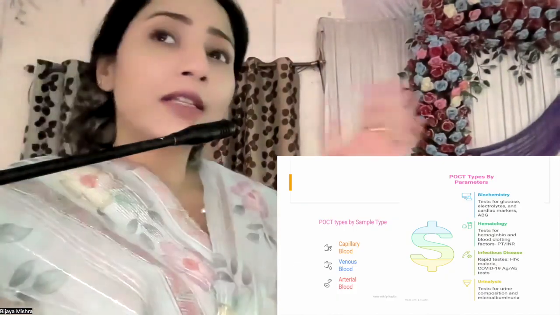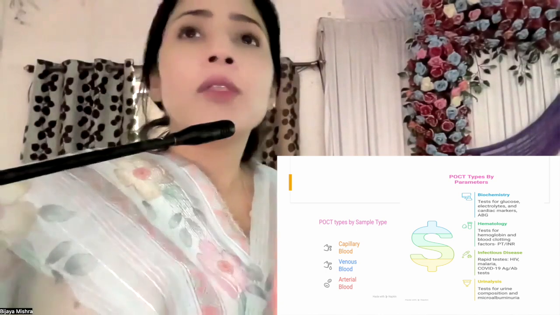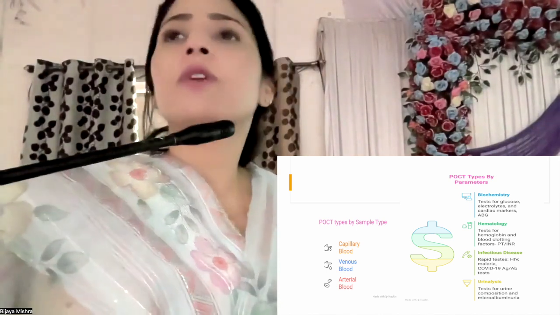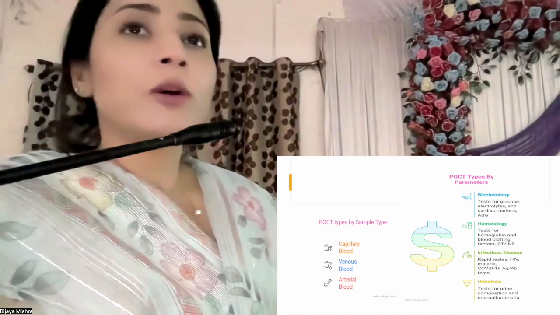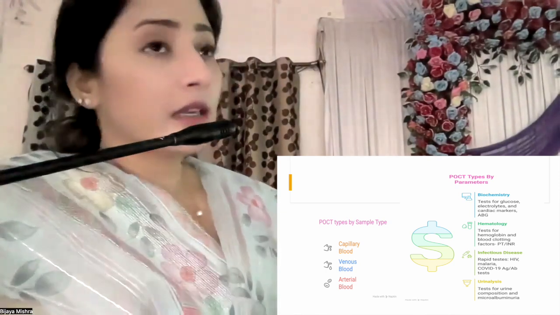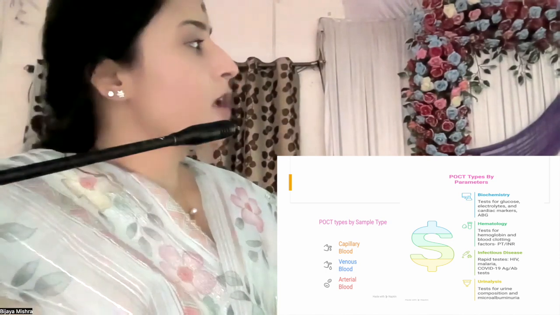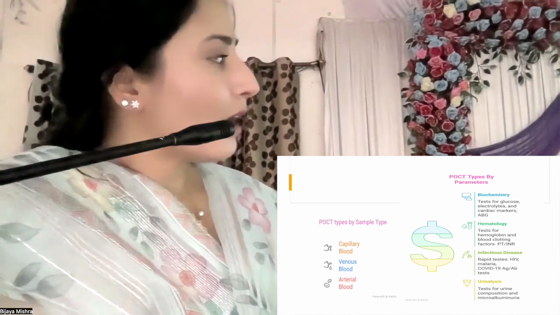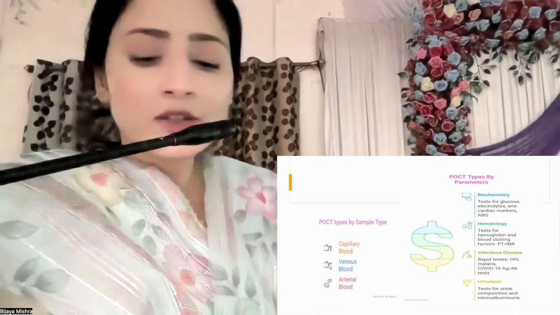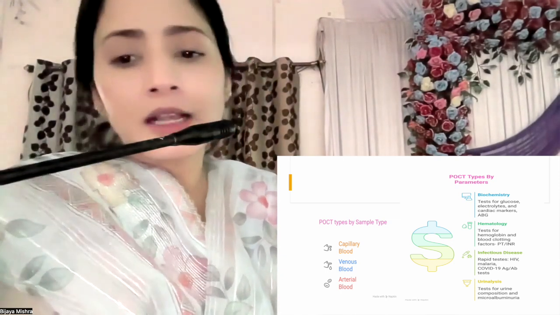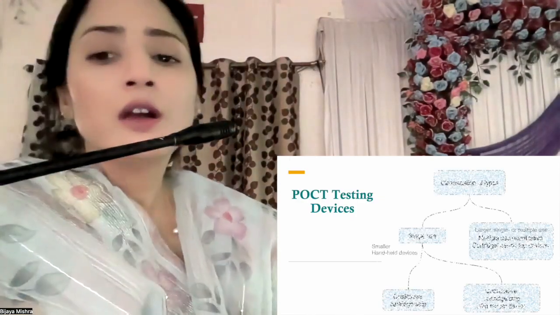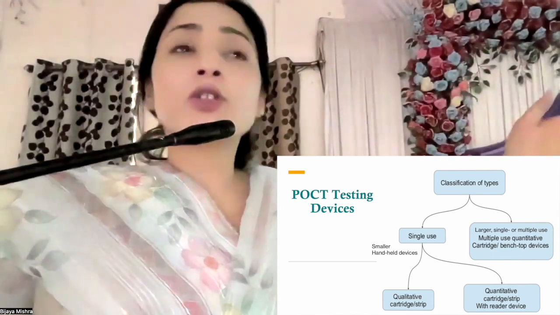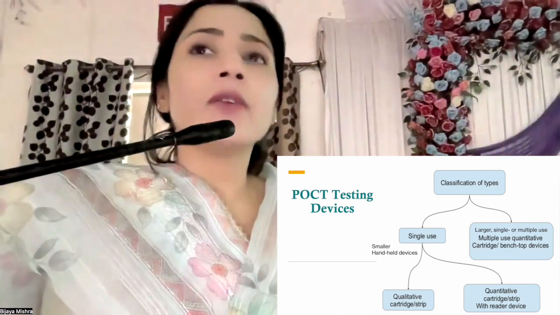There is another categorization based on the sample type, whether we are using a capillary sample, a venous sample, or an arterial sample, and types based on the parameters: the devices which perform biochemistry tests, hematological testing like PT-INR, infectious disease testing where we can see rapid tests like HIV and malaria, and urine analysis testing. So this is how we classify the types of POCT. That was based on the complexity, which we categorized as waived and non-waived.